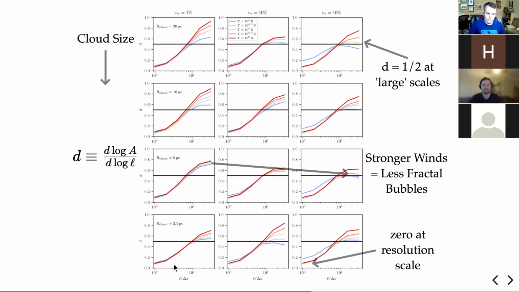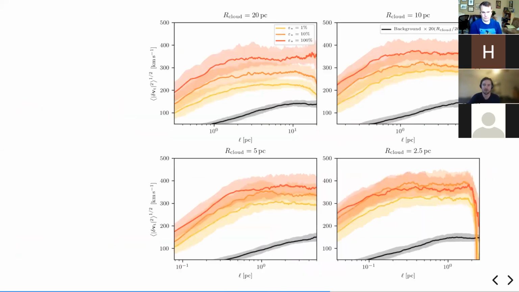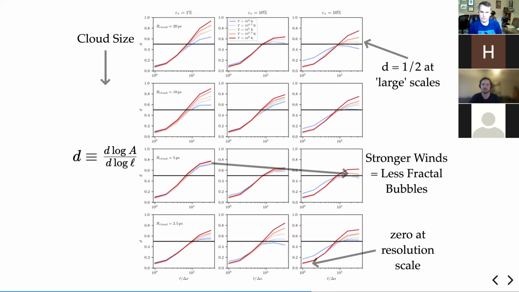Also worth noting, these are over all of our different simulations, from 1% to 100% star formation efficiency. And I'm showing this derivative as a function of the scale on which it's measured, down to the resolution scale. When you get to the resolution scale of a simulation, you can't form any smaller scale structure, so this fractal dimension has to go to 0. And indeed it does. But what I'm looking for is the larger scale here, and that is about 1/2 as a good number. Okay. Any questions there? Cool.